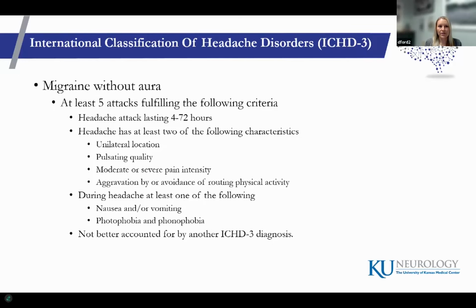So we're going to briefly go through the International Classification of Headache Disorders, so ICHD-3 for those familiar. Migraine without aura: at least 5 attacks fulfilling the following criteria. It should last around 4 to 72 hours. It should have 2 of the following characteristics. It's typically unilateral, but it can be both sides of the head, pulsating or throbbing quality, moderate to severe intensity, and aggravation by or avoidance of routine physical activity. During the headache, at least one of the following: nausea and/or vomiting, and light and sound sensitivity. Next.